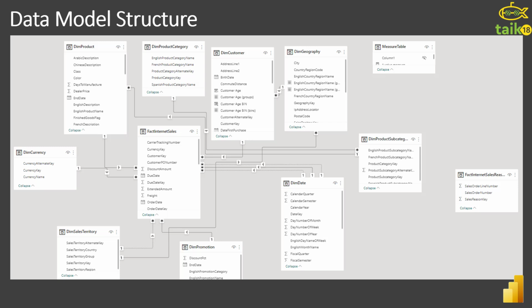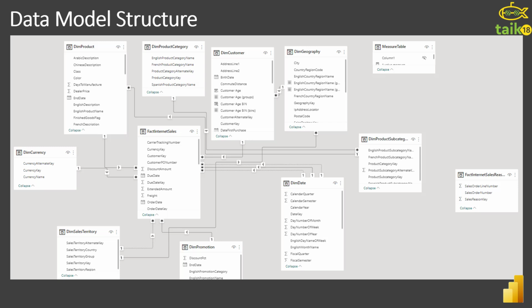Before going into detail, I just want to show you the data model, how it looks, because relationship plays a major role in terms of row level security. So now you can see I tried to build almost a kind of star schema, where we have this fact internet sales, and it is almost surrounded by all the dimension tables here.